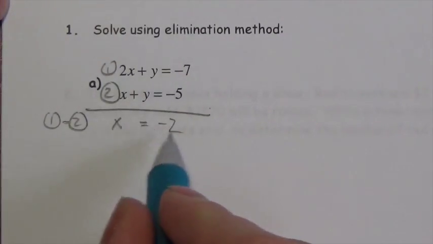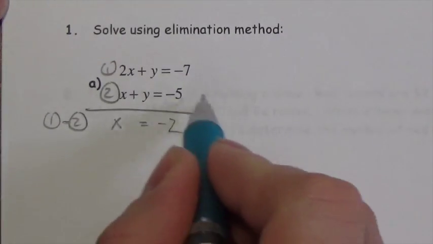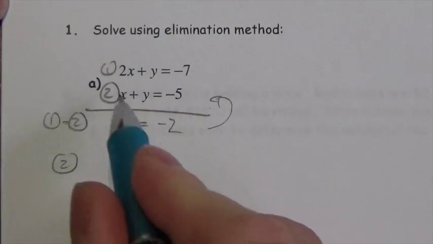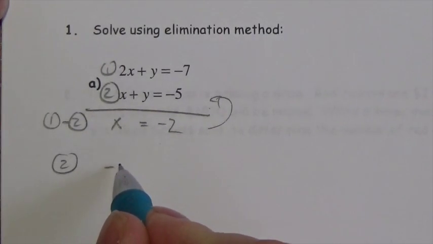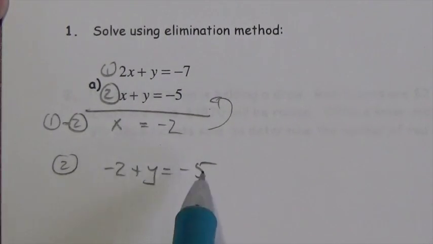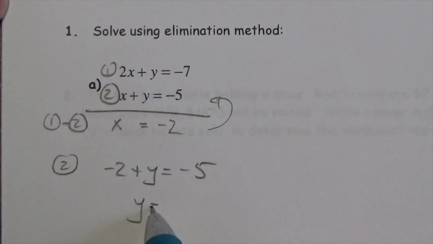Now, I'm pretty lazy, so I'm going to take that point and substitute that back into equation 2 here. So x is negative 2, so I'm going to make x equal to negative 2 plus y is equal to negative 5. And I'll bring the 2 over. I'll add 2 to both sides, so y is going to equal, well, negative 5 plus 2 is negative 3.